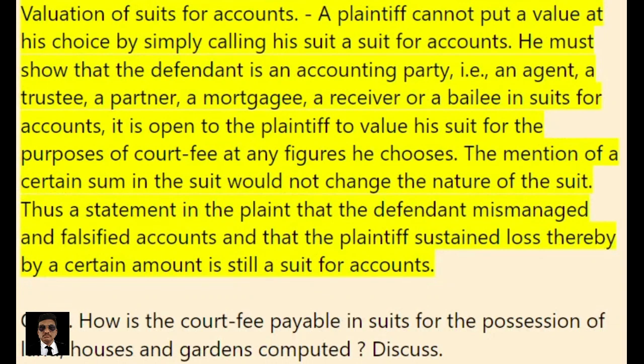Valuation of suits for accounts. A plaintiff cannot put a value at his choice by simply calling his suit a suit for accounts. He must show that the defendant is an accounting party, i.e., an agent, a trustee, a partner, a mortgagee, a receiver or a bailee in suits for accounts. It is open to the plaintiff to value his suit for the purposes of court fee at any figures he chooses. The mention of a certain sum in the suit would not change the nature of the suit. Thus, a statement in the plaint that the defendant mismanaged and falsified accounts and that the plaintiff sustained loss thereby by a certain amount is still a suit for accounts.